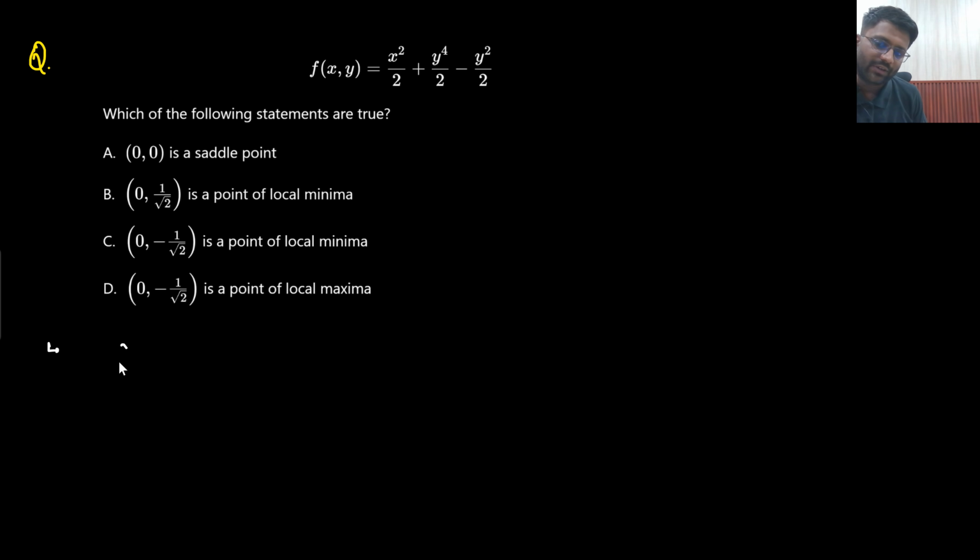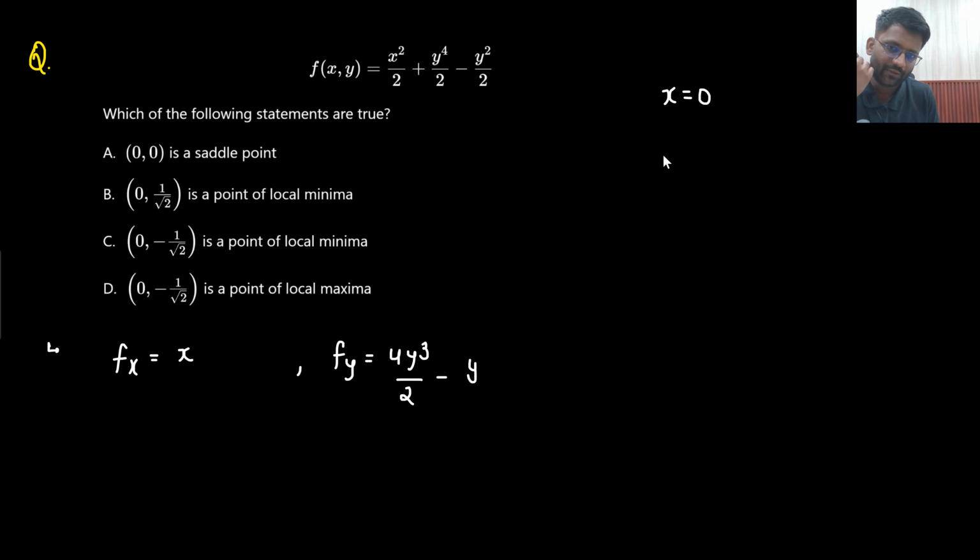Basically, I will have to find out the value of fx. What would that be? Differentiation with respect to x. That will be nothing but x only. I will have to find out the value of fy. What would that be? That would be nothing but 4y cube divided by 2 minus y. Right? 4y cube divided by 2 minus y. Now I will put fx equals 0 and fy equals 0.